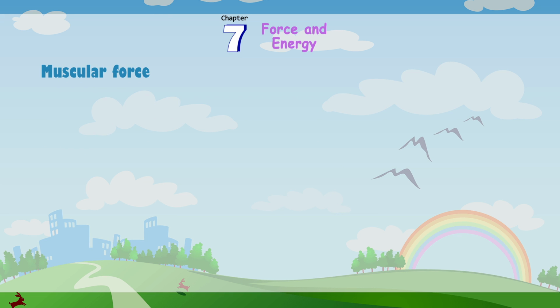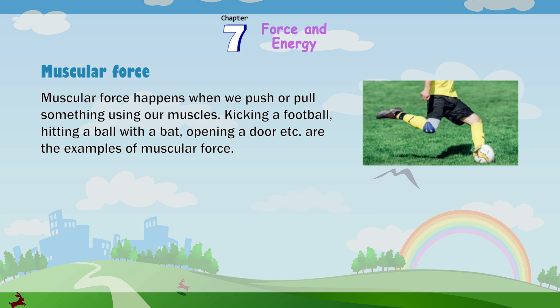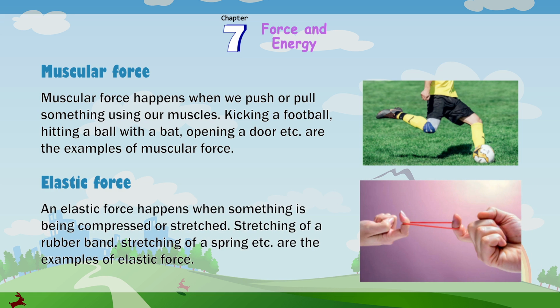Muscular force. Muscular force happens when we push or pull something using our muscles. Kicking a football, hitting a ball with a bat, opening a door, etc., are the examples of muscular force. Elastic force. An elastic force happens when something is being compressed or stretched. Stretching of a rubber band, stretching of a spring, etc., are the examples of elastic force.